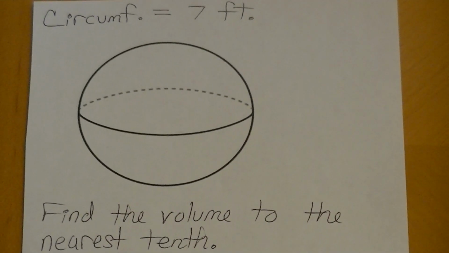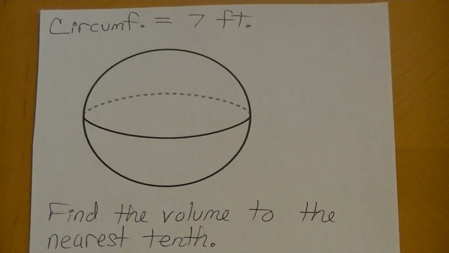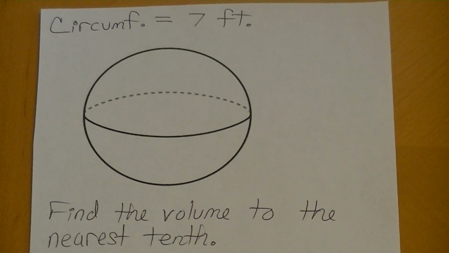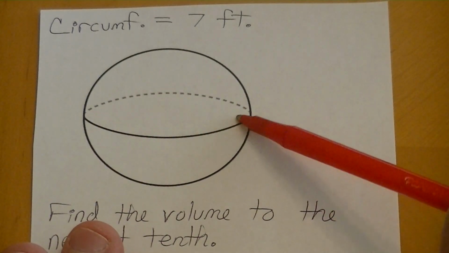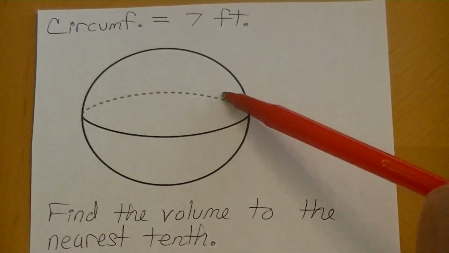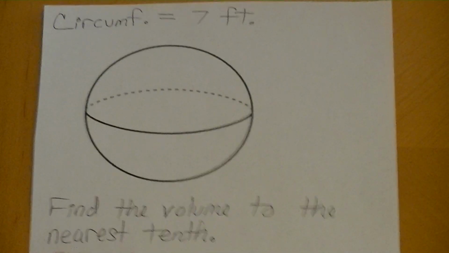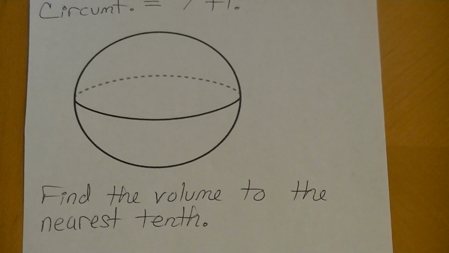If the circumference of the sphere is 7 feet, what's the volume to the nearest tenths? Now I should clarify what we mean by circumference of a sphere. It's probably what you're guessing, but it does mean the circumference of the great circle. So if all the way around here is 7 feet, what's the volume of this sphere? I'll give you a moment to try that. Hit the pause button.